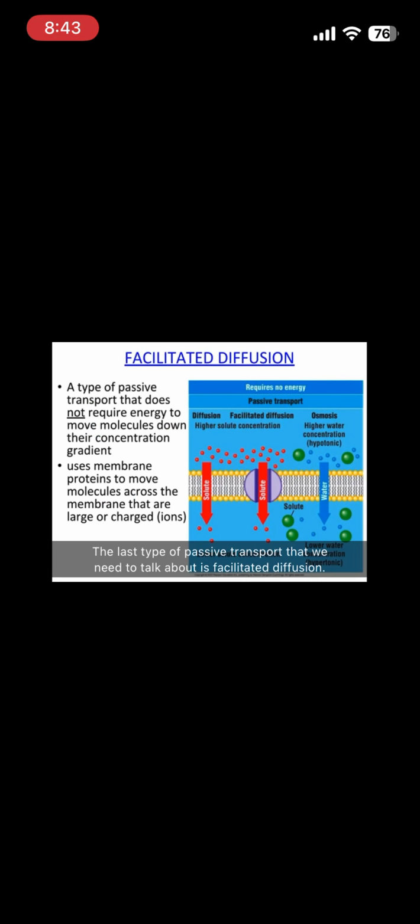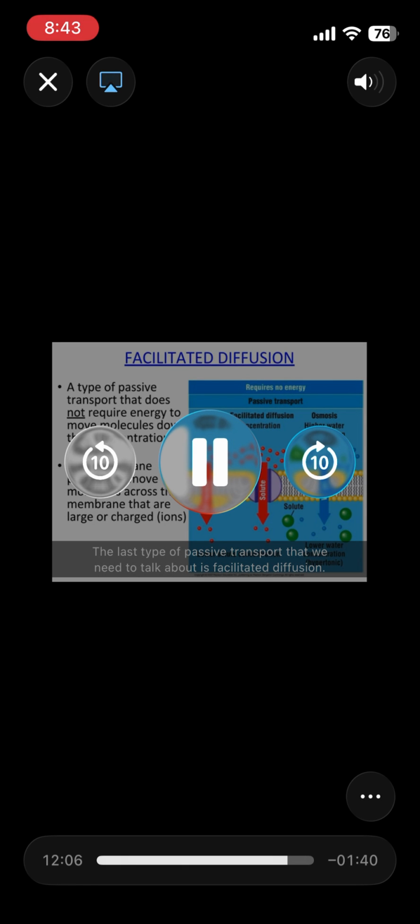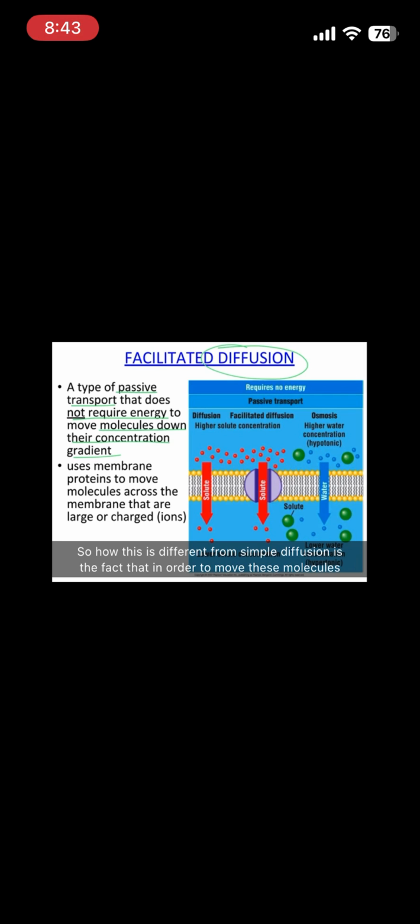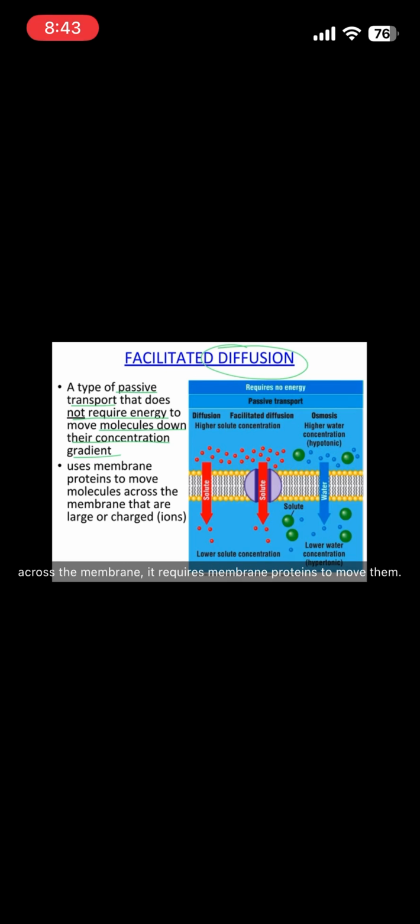Okay, the last type of passive transport that we need to talk about is facilitated diffusion. So notice that it is a type of passive transport. Diffusion is in the name. It does not require energy to move the molecules because the molecules are moving down their concentration gradient. So how this is different from simple diffusion is the fact that in order to move these molecules across the membrane, it requires membrane proteins to move them.